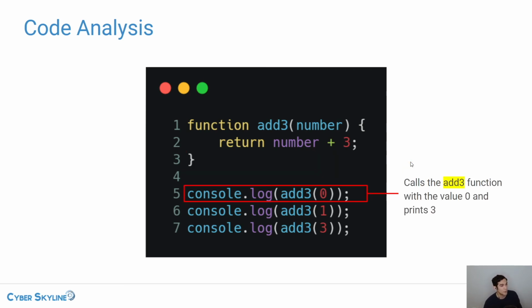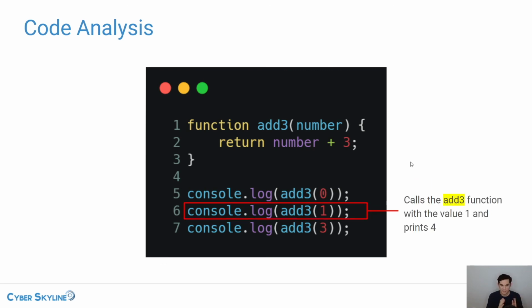Line 5, you can see console.log. So what we're doing is we are calling console.log, and we are sending the value of whatever add3 0 is, and that's what we are sending to console.log. And so add3 is going to return 3, and 3 is going to be what gets printed. So add3 resolves to 3, the 3 gets sent to console.log, and then you print out 3.